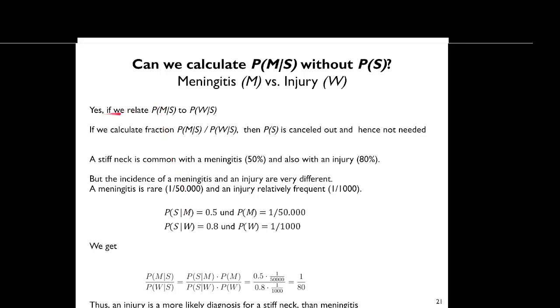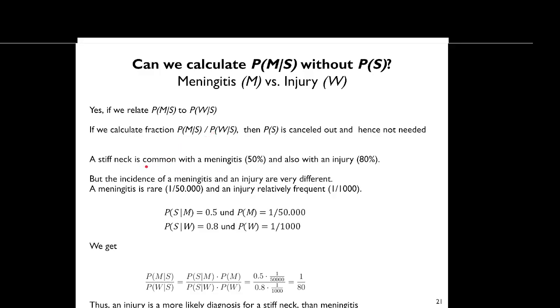So let's now relate these two conditional probabilities, and our injury is called W. And we build this fraction. Given a stiff neck, what is the likelihood of meningitis? Given a stiff neck, what is the likelihood of an injury? Divide those two probabilities and then make your decision.